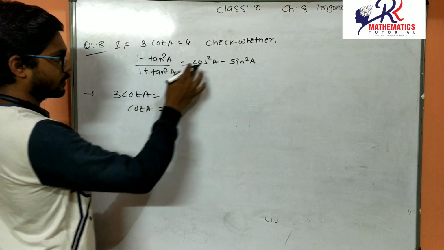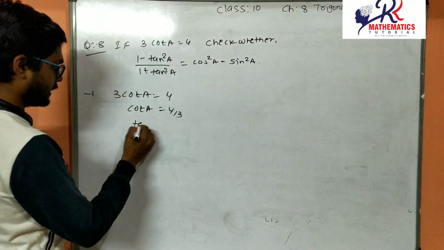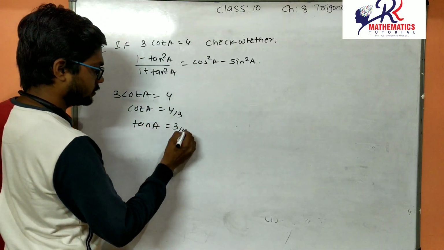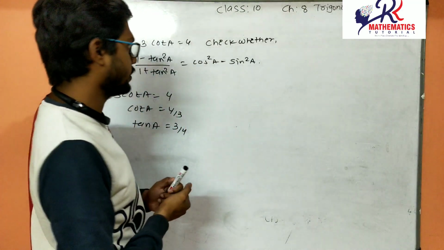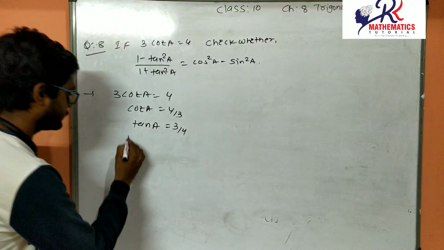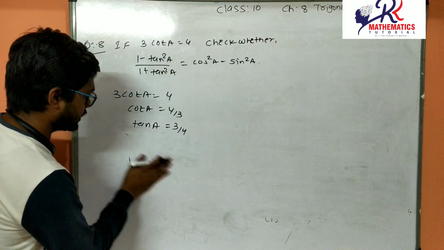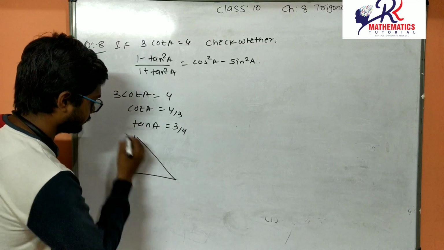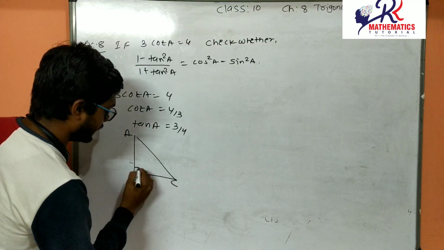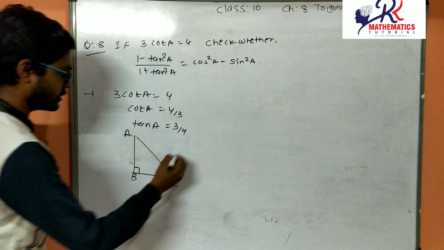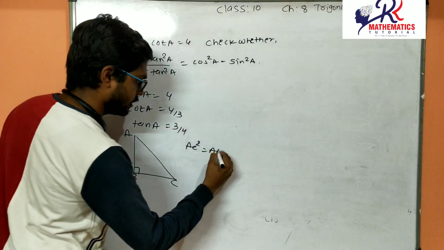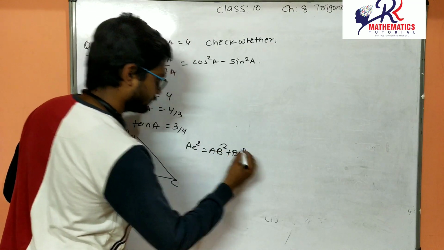Here we need tan, cos and sin values. So tan is the inverse of cot, so it is 3 by 4. Now for sin we need the value of the hypotenuse, so we have to take a reference triangle. Suppose we take triangle ABC as our reference, which is right angled at B. So using Pythagoras theorem we can write AC square is equal to AB square plus BC square.